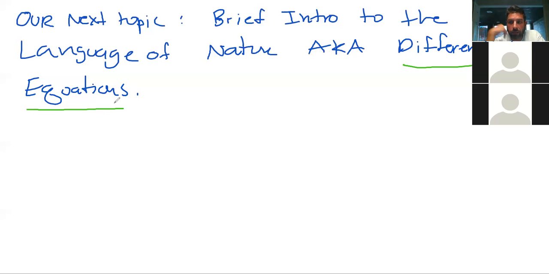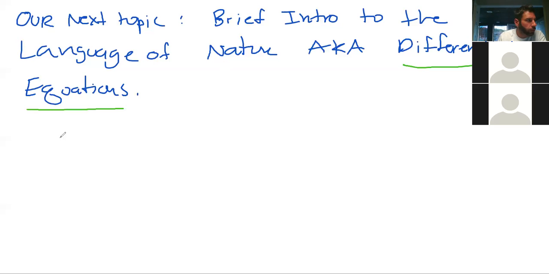Why do I call it the language of nature? Well, you're very familiar with a differential equation already if you've ever taken physics, because Newton's second law is in fact a differential equation in a general setting. You will remember force equals mass times acceleration. And as you will also recall, acceleration is the second derivative of your displacement. So keep that in mind when we're doing what we're doing. So let me introduce it this way.